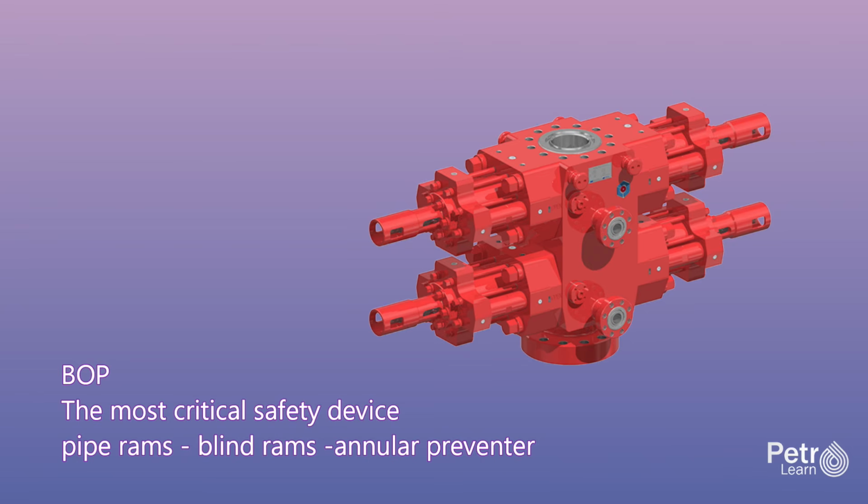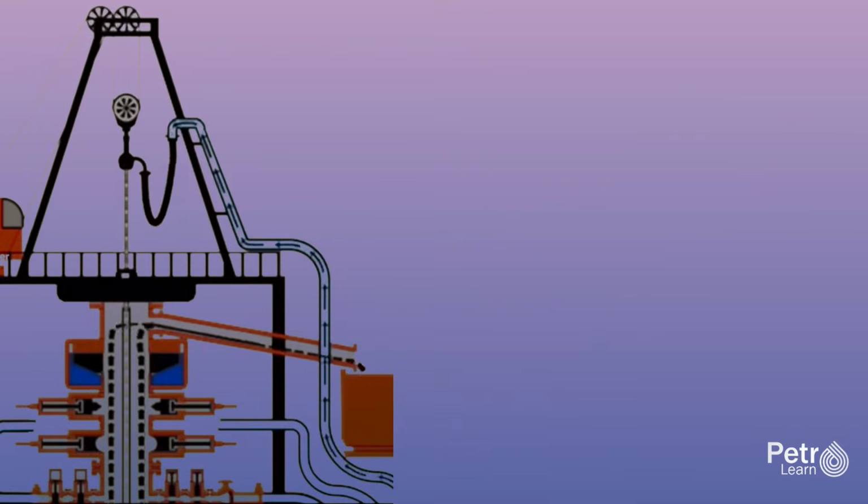The entire BOP stack may weigh 300,000 pounds and stand over 30 feet tall. All rams are operated by high-pressure hydraulic systems with redundant controls so they can close in a few seconds if formation pressure threatens to cause a blowout. The mud system is extensive.